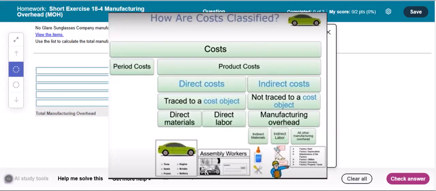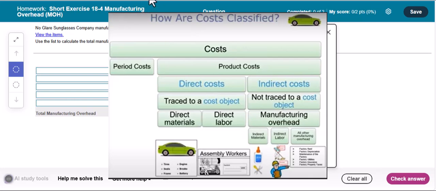Over here, I have a copy of our slide about how costs are classified. All costs are either period costs or product costs. A product cost is a cost that was incurred to make a product. Period costs are just the opposite, like selling a product or selling a service. Under product costs, they're either direct costs or indirect costs. Direct costs are either direct materials or direct labor, so these two types of costs can be directly tied, in this case on the slide, to making a certain car.